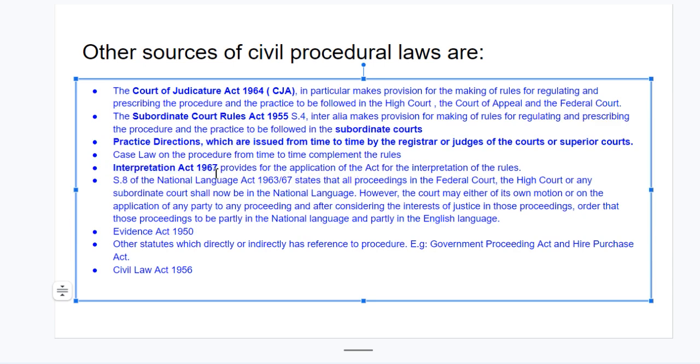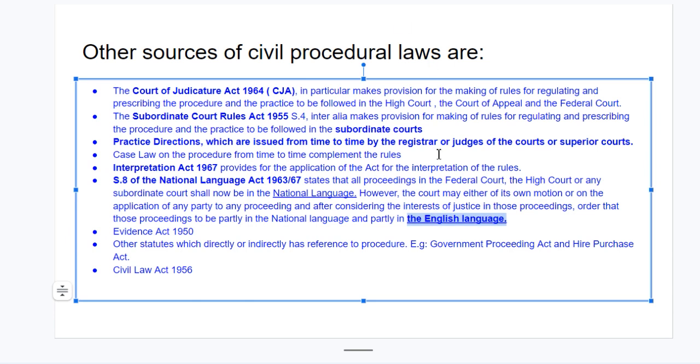This one is basically about judicial review, the interpretation of the rules, whether it is actually giving a justifiable outcome for the citizens. And then you have Section 8 of the National Language Act 1963. All the proceedings in the Federal Court, High Court, and Subordinate Court shall be conducted in the Malay language, the national language. But the court may, on its own motion or on the application of any party, considering the interest of justice in those proceedings, order that it be done in the English language.